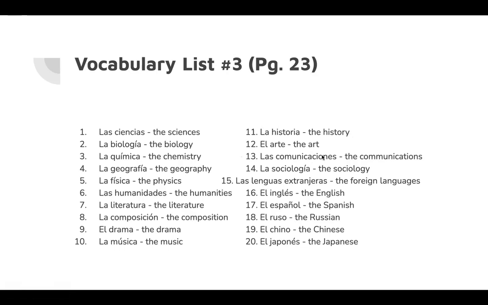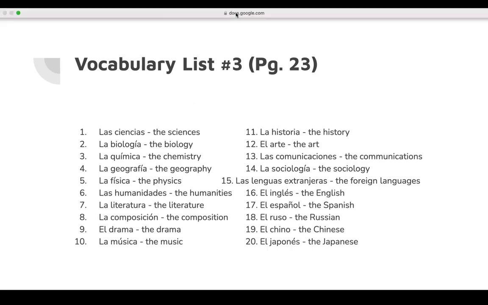El arte is the art. Las comunicaciones is communications. La sociología is the sociology. Las lenguas extranjeras is the foreign languages. El inglés is English. El español is Spanish, obviously. El ruso is Russian. El chino is Chinese. And el japonés is Japanese. So there's that.